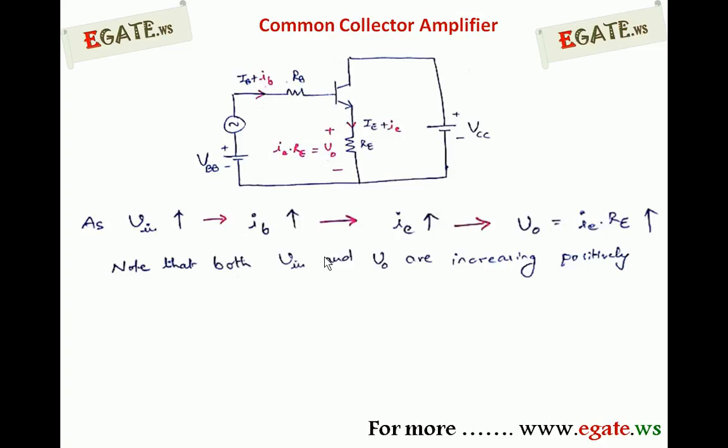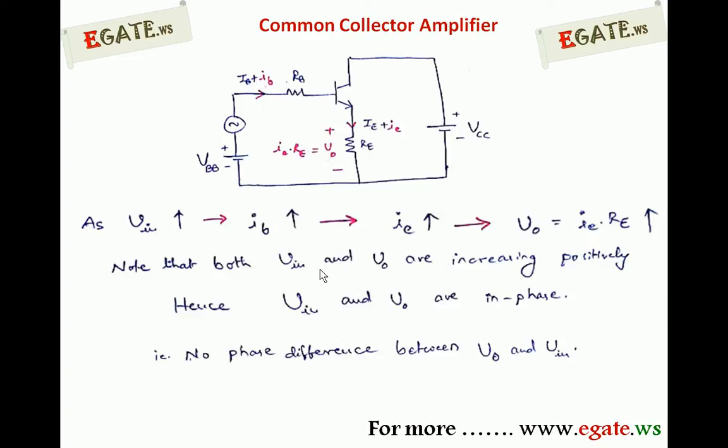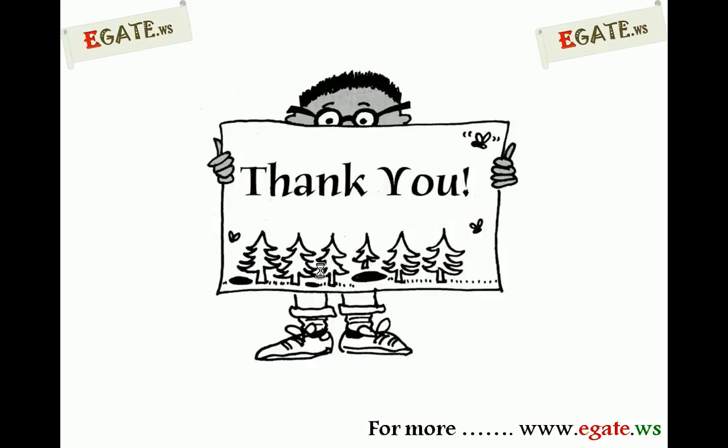Both V input and V naught are increasing positively, which implies both are in the same phase and there is no phase difference between V naught and V input. That implies the common collector has 0 degrees phase shift between output and input. The only amplifier having 180 degrees phase shift is the common emitter. The others, common base and common collector, have 0 degrees phase shift. Thank you.